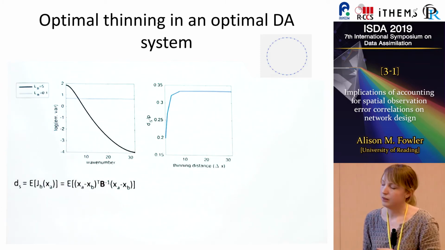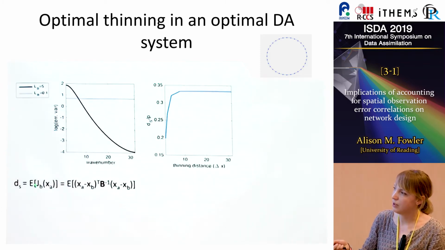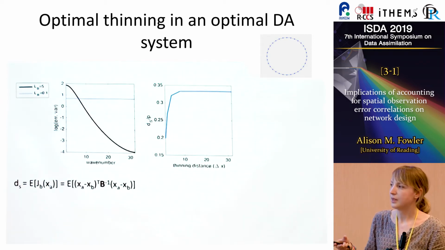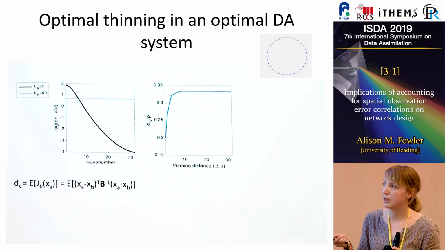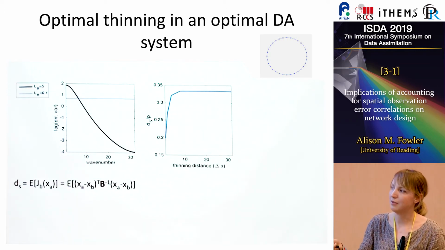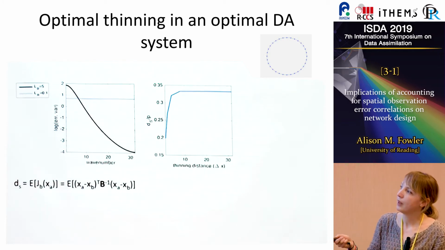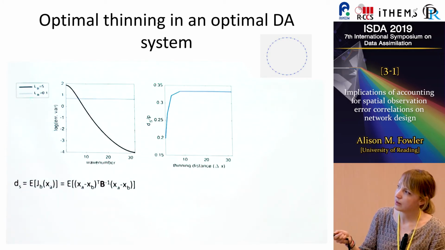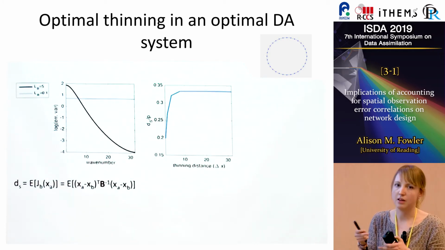And then we can look at how this measure of the information content of the observations, the degrees of freedom for signal, changes as a function of thinning distance. So the degrees of freedom for signal can be computed as the expectation of the background part of the cost function evaluated at an analysis, or it can also be thought of as the expected magnitude of a scaled analysis increment.